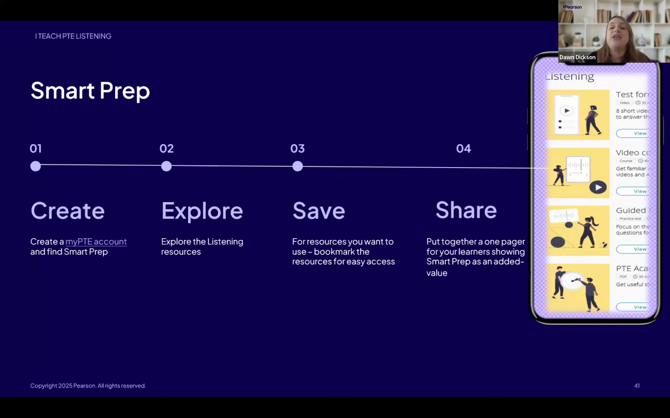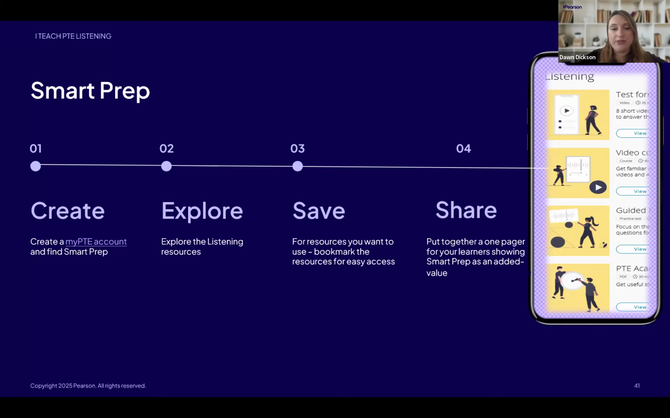Another nice feature is that you can save any resources that you think are particularly beneficial for you. You can use a bookmark function so that next time you log in, you don't have to go trawling through everything. The resources that are most applicable to you have been bookmarked, and they're there ready for you to use. Also, you can share it. You could put together a one-pager for your learners, showing Smart Prep as an added value. You could show them this is what you have access to, and this will really help you with your preparation. You could do this at home, for example, if you don't have time in class. It could be some homework for them, all with the ultimate goal of enhancing their performance and making them feel more confident about the PTE exam.